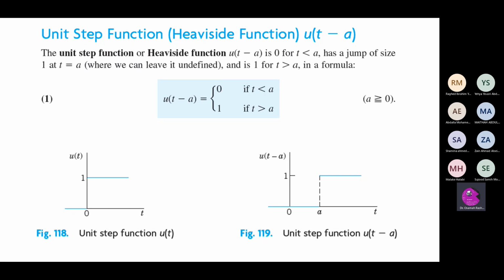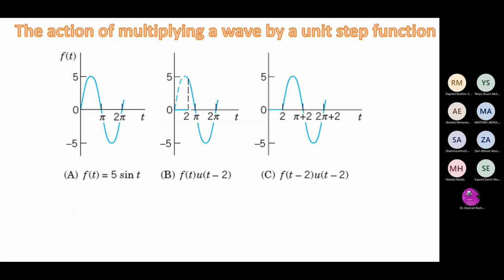Okay. What is the point of studying the unit step function? The unit step function's action on a wave has two actions. One of them is like switch on, switch off, or cutting a wave. If I multiply any wave represented by the function f of t, whatever, 5 sine t, for example, and I would like to cut this wave and let it start from 2, not from 0, I have to multiply this f of t by the unit step function with the cut I would like to do.